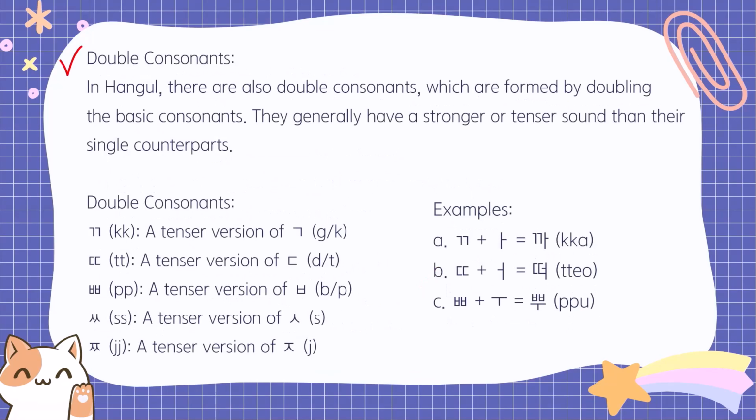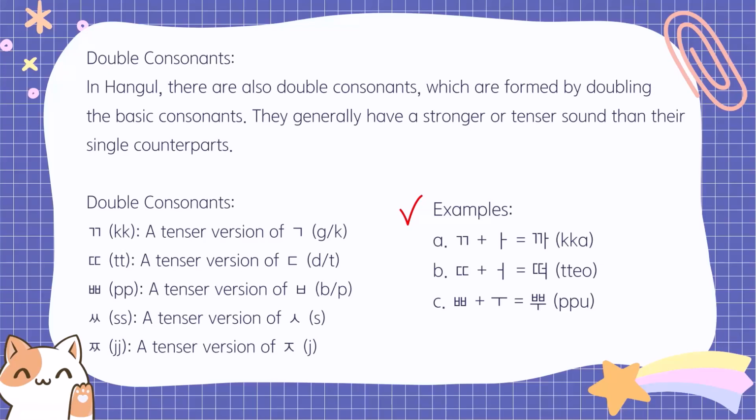Double consonants. In 한글, there are also double consonants, which are formed by doubling the basic consonants. They generally have a stronger or tenser sound than their single counterparts. Double consonants. 쌍기역, a tenser version of 기역. 쌍디귿, a tenser version of 디귿. 쌍비읍, a tenser version of 비읍. 쌍시옷, a tenser version of 시옷. 쌍지읒, a tenser version of 지읒.